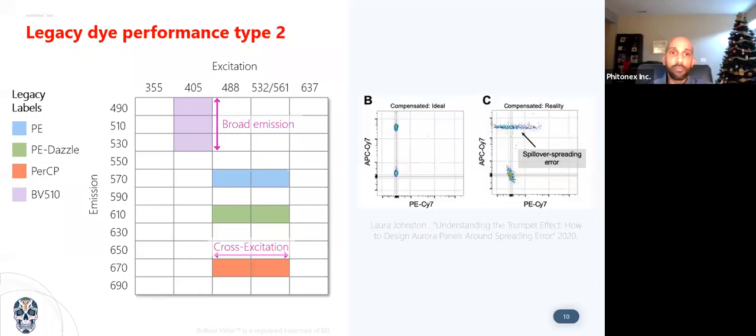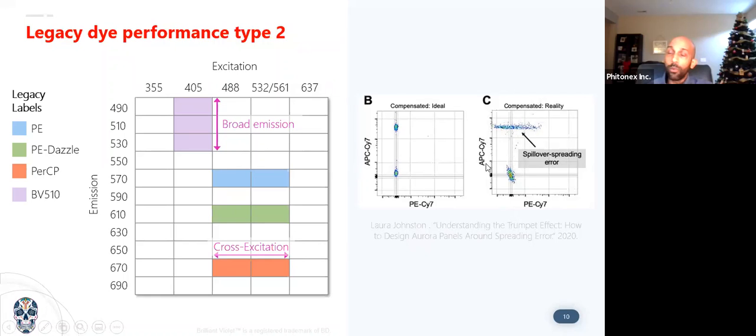The second aspect of legacy dye performance that we have to take into account is the emission spectrum. A lot of these legacy dyes have a very broad emission spectrum. In this case, Brilliant 510 is going to have a broad emission across the spectrum. And one of the ways that we attempt to deal with this is with compensation. Ideally, whenever you perform compensation, it's going to look something like this. So we're going to have APC-Cy7 and PE-Cy7 after compensation. Ideally, this is the signal that we're going to get, or the lack of signal.